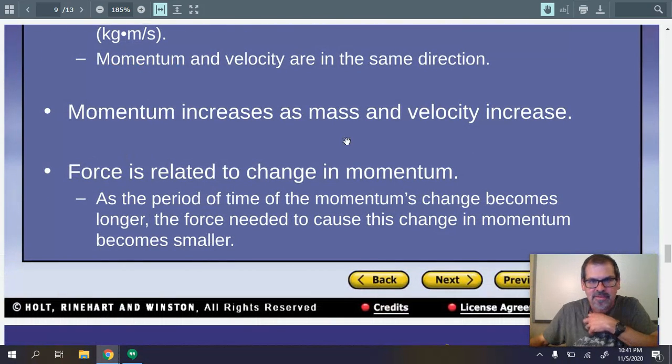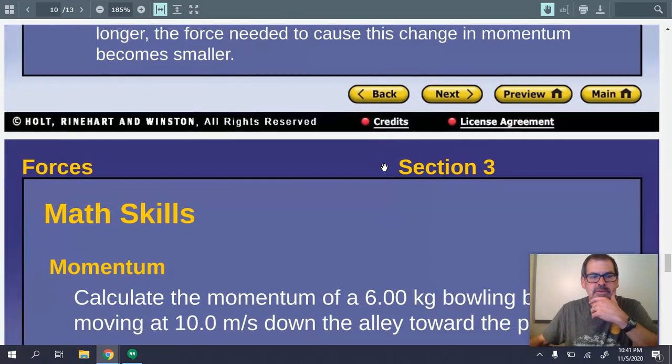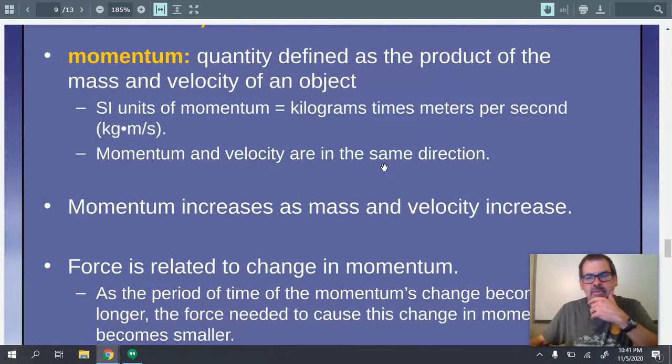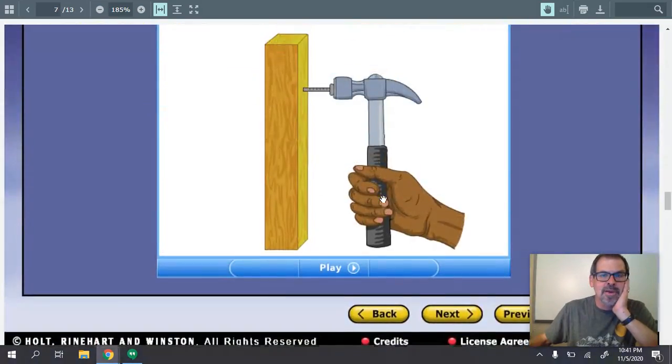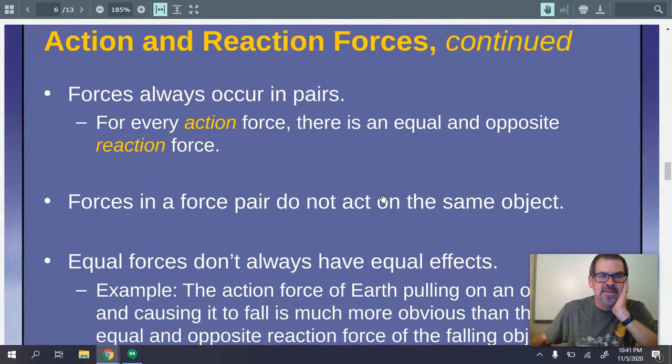So here it comes back to this idea of force. Intuitively, we understand this. Force is related to the change in momentum. As the period of time of the momentum's change becomes longer, the force needed to cause the change in the momentum becomes smaller. All right, we're not going to worry too much about calculating. This is just defining what momentum is a little bit. The big takeaway is going back to this idea that for every action force, there's an equal and opposite reaction force, and that's Newton's third law.